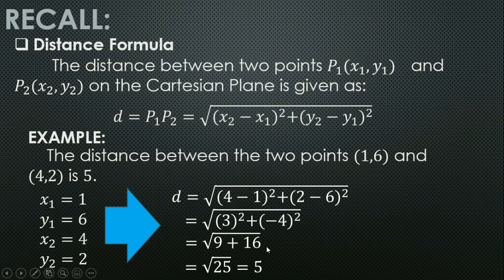Sir, bakit 5 lang? Kasi ang square root of 25 ay both positive and negative. Bakit ang kinonsider lang natin ay positive? Positive 5 lang yung kinonsider natin kasi we are talking about distance. Walang negative na distance. Understood? Positive lang ang distance.